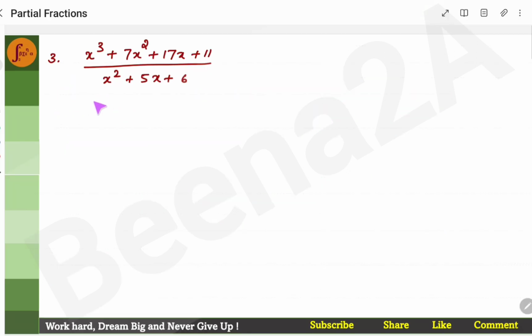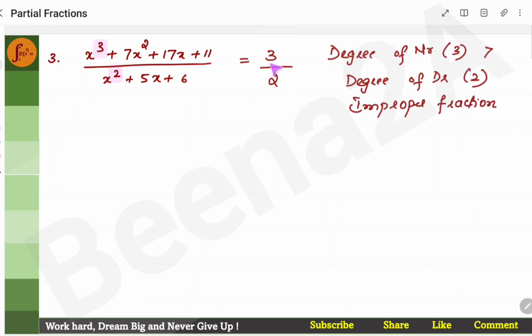Now let's go to the next problem. Here again is an improper fraction. If you notice, the highest power is 3, so the degree is 3 for the numerator, and here the highest power is 2, so the degree is 2. Degree of numerator is 3 and degree of denominator is 2. Therefore, degree of numerator is greater than degree of denominator, so it's an improper fraction.